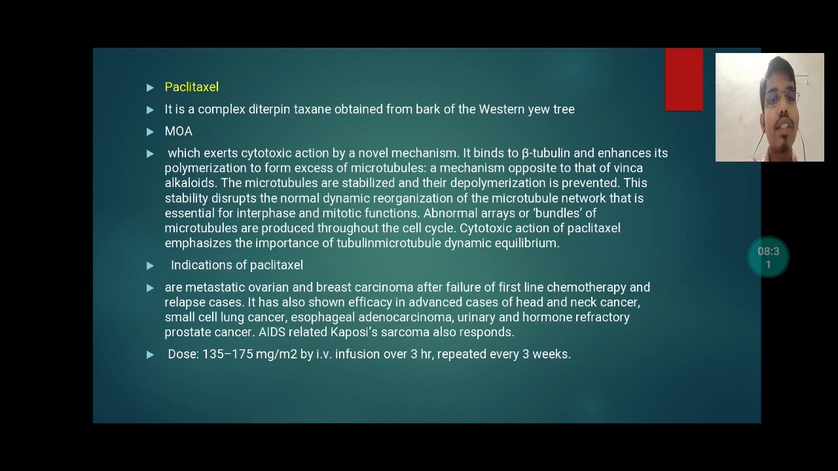What are the indications of paclitaxel? It is used in ovarian and breast carcinomas, and it is used in first-line chemotherapy. It is also used in head and neck cancers, small cell lung carcinoma, esophageal adenocarcinoma, urinary and hormone-refractory prostate carcinoma. Then AIDS-related Kaposi sarcoma also responds to these drugs, and the dose is 135 to 175 mg per meter square body surface area by IV infusion over 3 hours and repeated every 3 weeks.